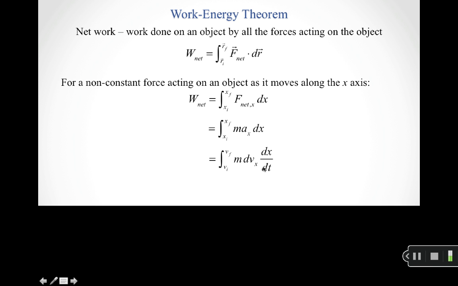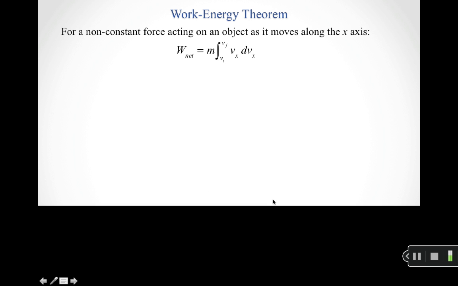And now I've also got this term dx/dt, which I recognize as the velocity. So notice my dx/dt term on this next line. dx/dt is just the x component of the velocity. There's my little differential element in terms of the x component of velocity. The mass we'll assume is constant, and so we'll pull it out of the integral. And so this is what I'm left with.